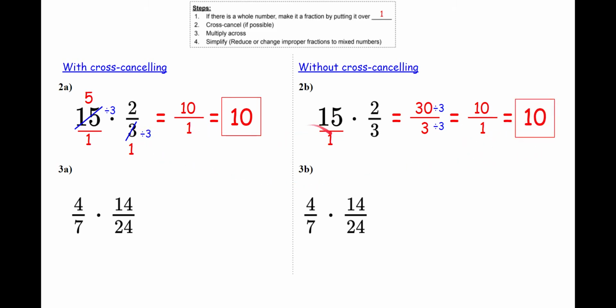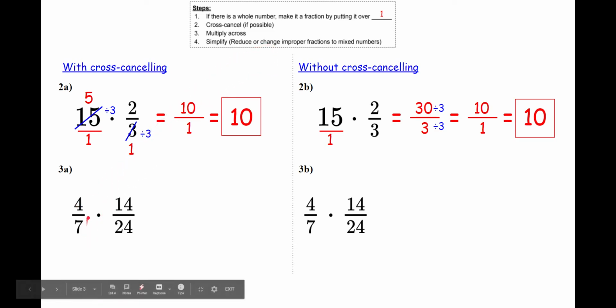So that's the difference in work. Now, it doesn't seem like much of a difference. You will see a difference when the numbers start getting bigger. Let's take a look at 3a and 3b. Let's start off with 3a. There is no whole number, so we're good there.